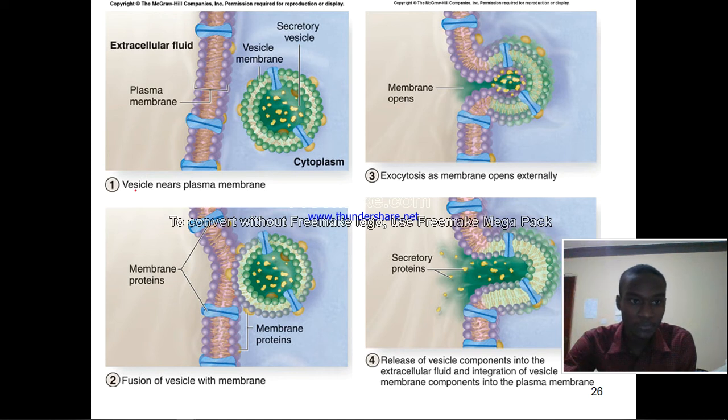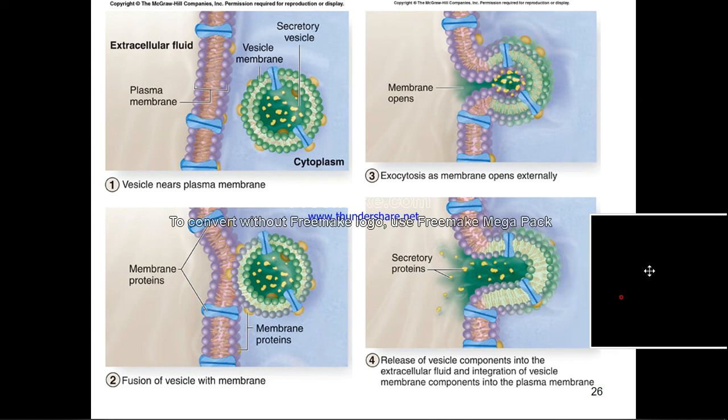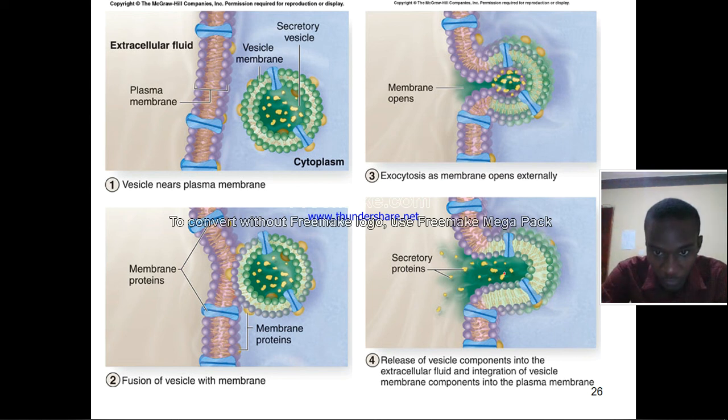So that is number one. Vesicle comes near the plasma membrane, and then it fuses with the plasma membrane. So you see an interaction between the beads that were green and the beads that are purple on the plasma membrane. So they fuse together because they have a similar nature, in some way. And then after fusing, exocytosis takes place as the membrane now opens up on the external side to release the components that were inside the vesicle. And before you can see these secretory proteins being released.